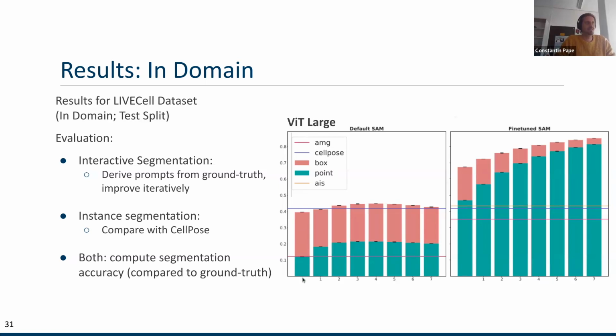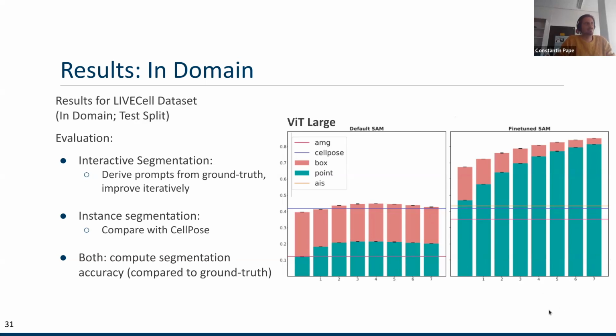And so what we see here is that for the default model, we actually don't see a very big improvement by sampling more points, whereas after fine-tuning, we overall get a much better performance, and we do get quite clear improvements with more annotations, basically with the correction.